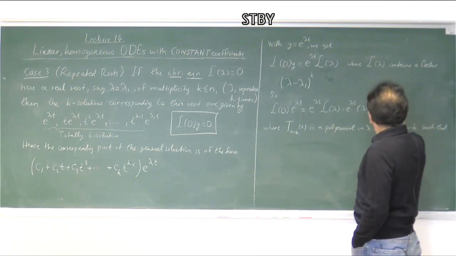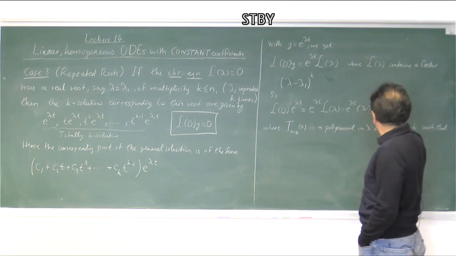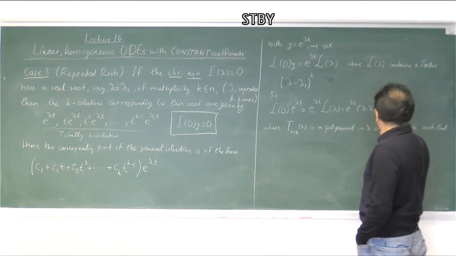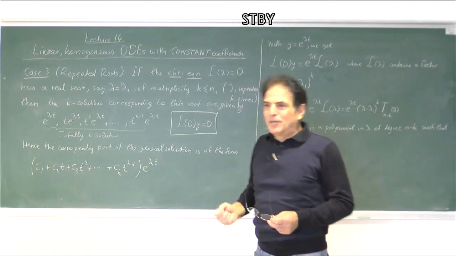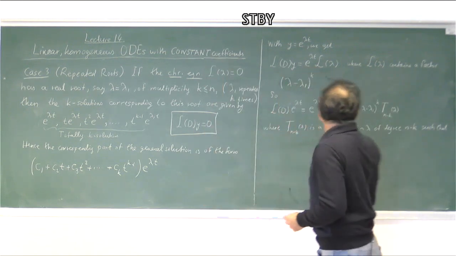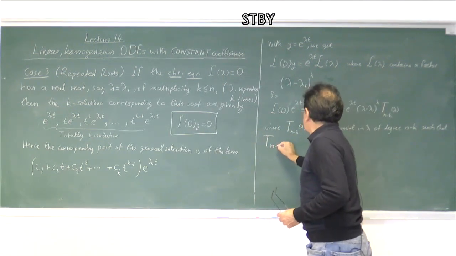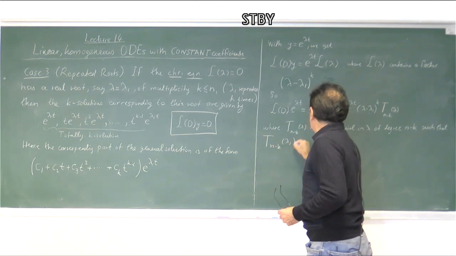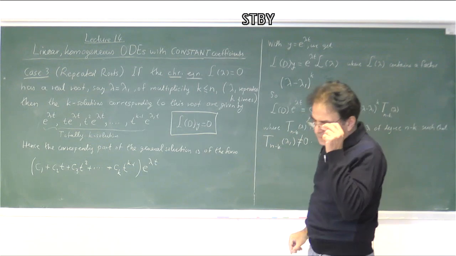please be careful, lambda 1, the specific first root, is not a root of this polynomial. Because if it is a root, then the multiplicity of lambda 1 will be k plus 1. Okay, so such that t n minus k lambda 1 is not equal to 0. Good?